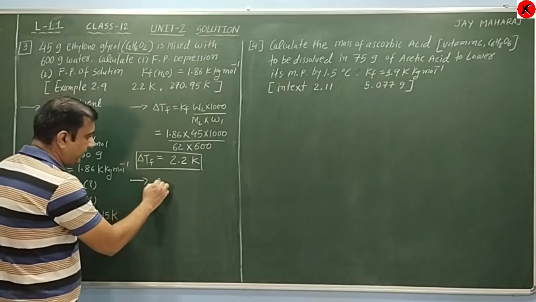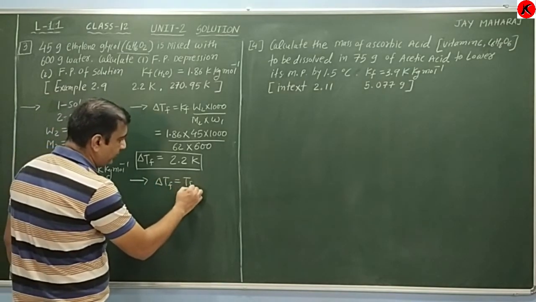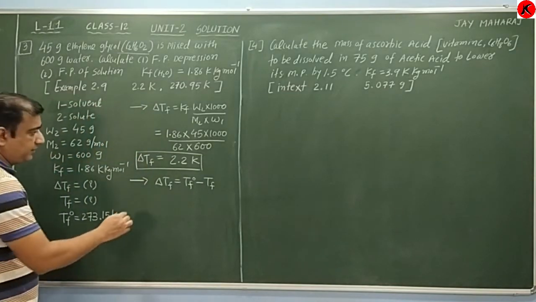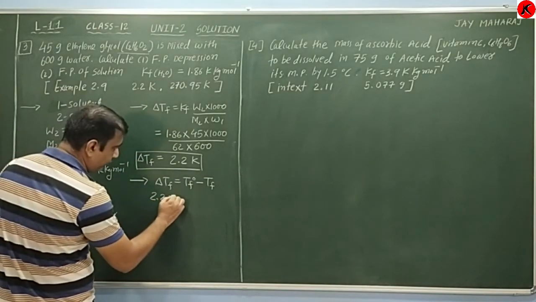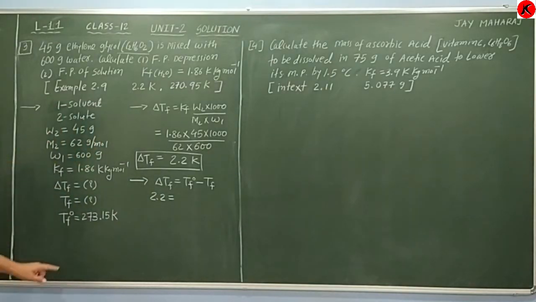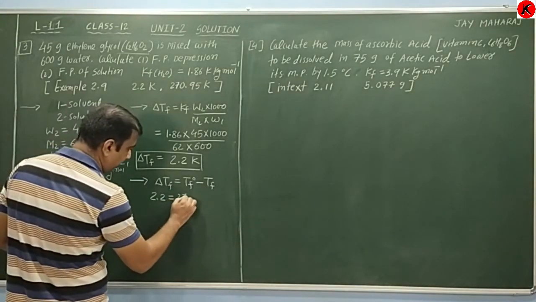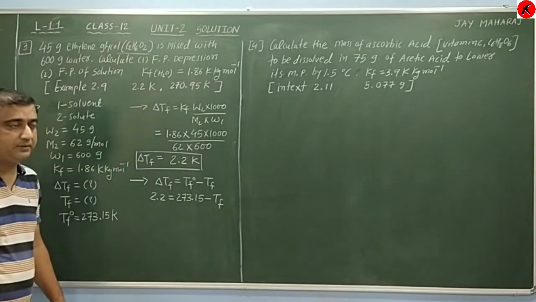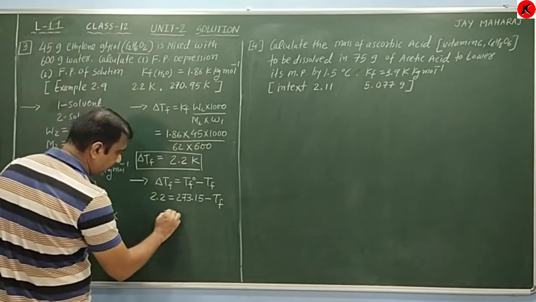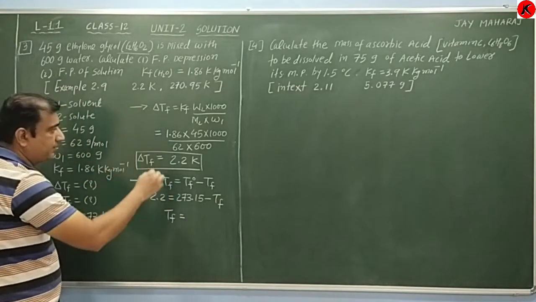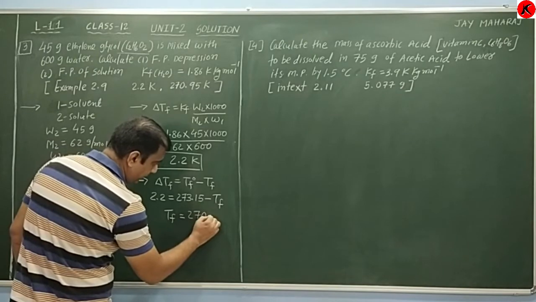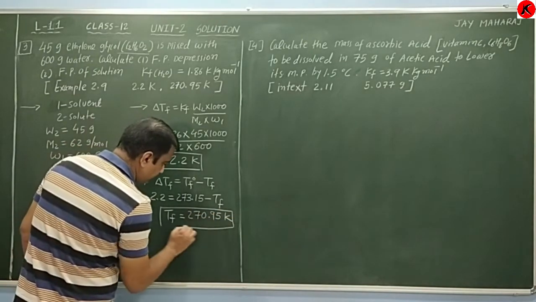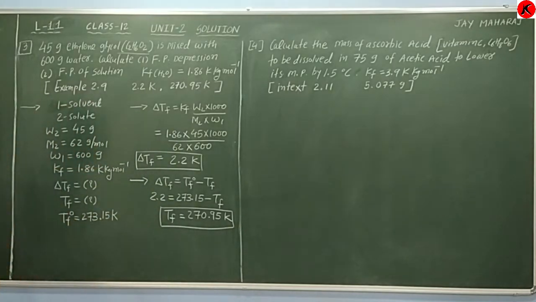Now use this formula, delta Tf equal to Tf0 minus Tf. Now value of delta Tf is 2.2. Tf0 is 273.15. We have to calculate Tf. When this Tf is calculated, answer will be 270.95 Kelvin. The freezing point of solution.